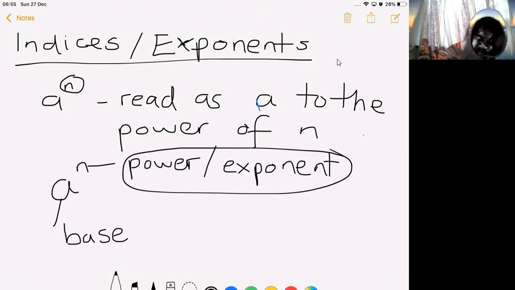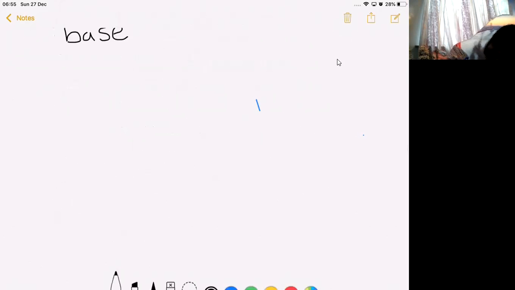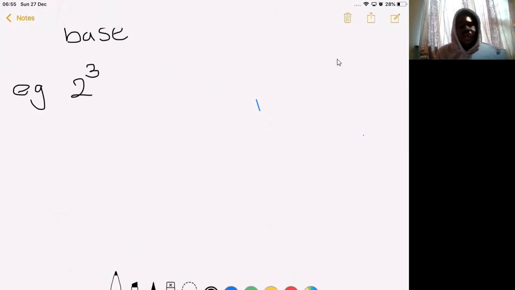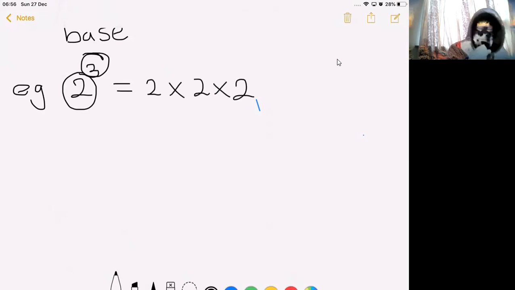This time I'm going to give numbers. If you are given something like 2 to the power of 3, what does that mean? When they are saying 2 to the power of 3, it means multiply 2 three times. I need to multiply 2 by itself, but how many times? Three times. So 2 to the power of 3 means 2 times 2 times 2.